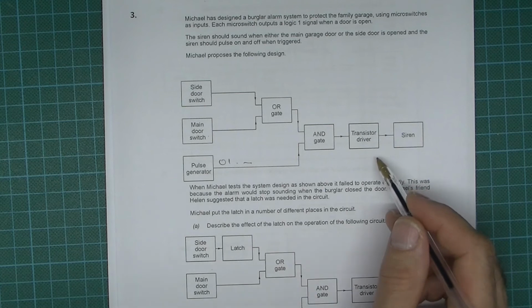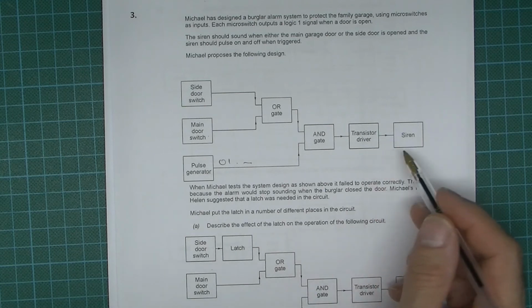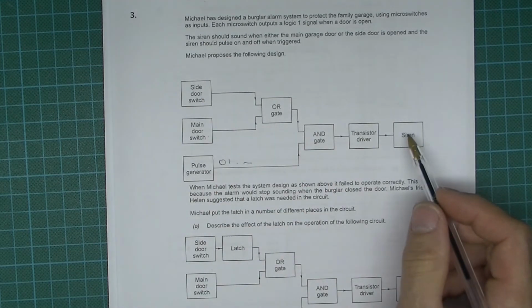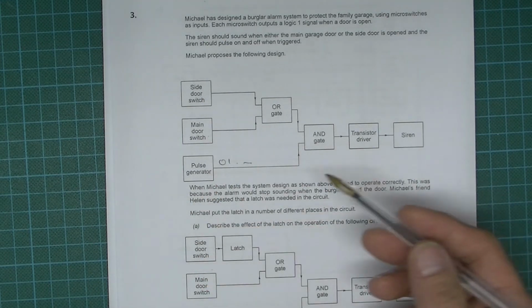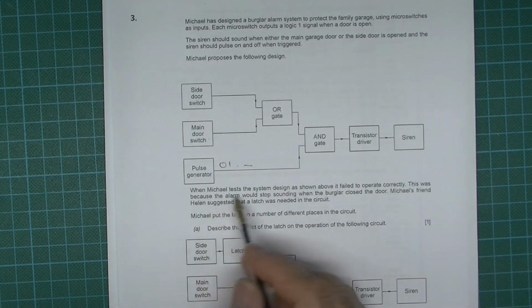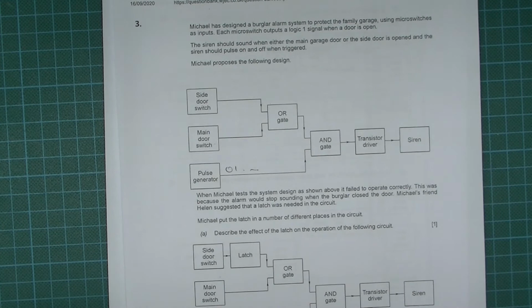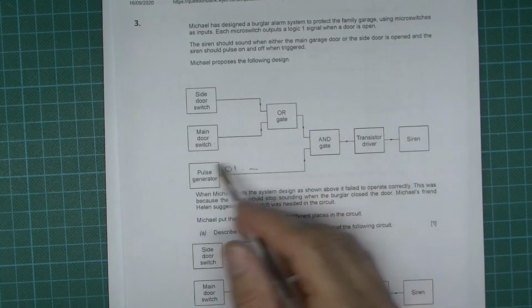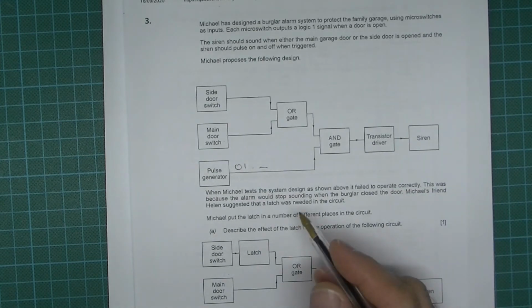Ideally, if this were a good system, you would expect that if either of the doors were entered, then the siren would sound periodically, like that. However, when Michael tests the system, it fails to operate correctly, because basically if you close either of the two doors, then the siren won't sound anymore.